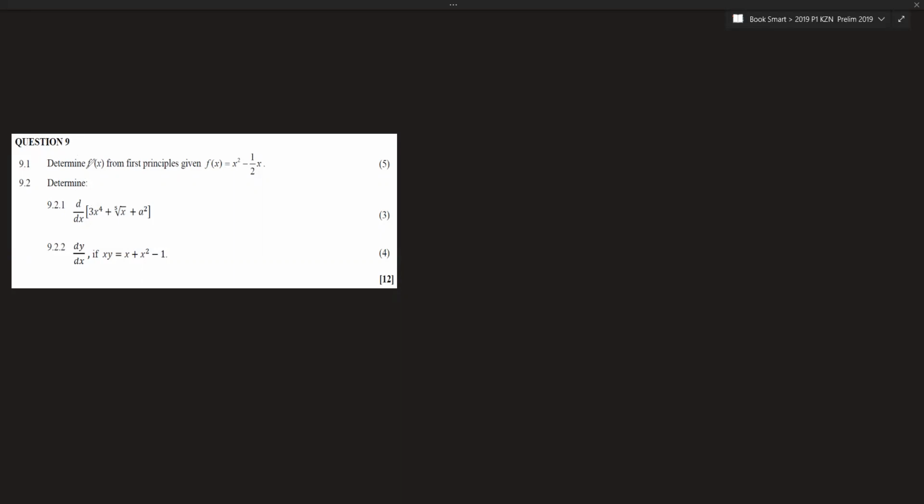In this question, we're going to be looking at calculus. The first question asks us to determine the derivative from first principles of f of x. Okay, first principles, question 9.1. The formula for first principles is: the derivative of f of x is the limit as h approaches 0 of f of x plus h minus f of x, all over h, right?